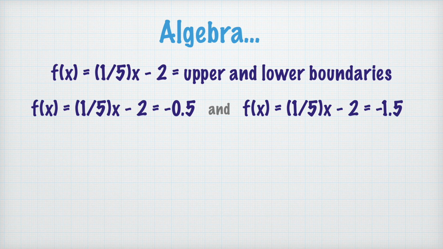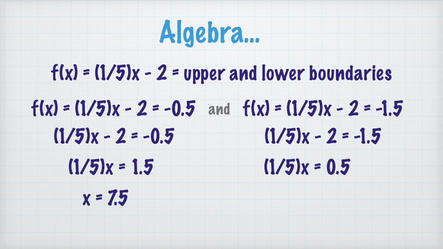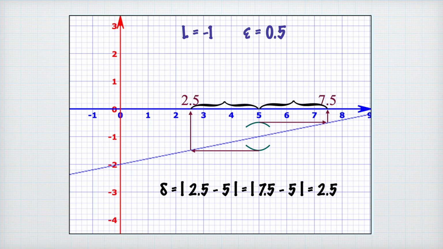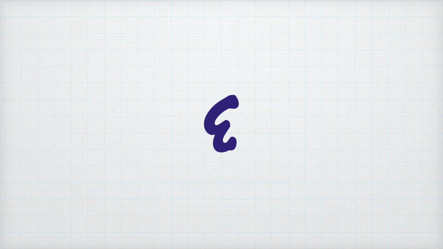So solving the first one, we would add 2 to both sides and multiply by 5. And we get that x equals 7.5. And for the lower bounds, we would again add 2 and multiply by 5 and get 2.5. So now we can see that our x values align with the graph. And if we would subtract from our c value 5, we would find that delta equals 2.5. But what about other epsilons?